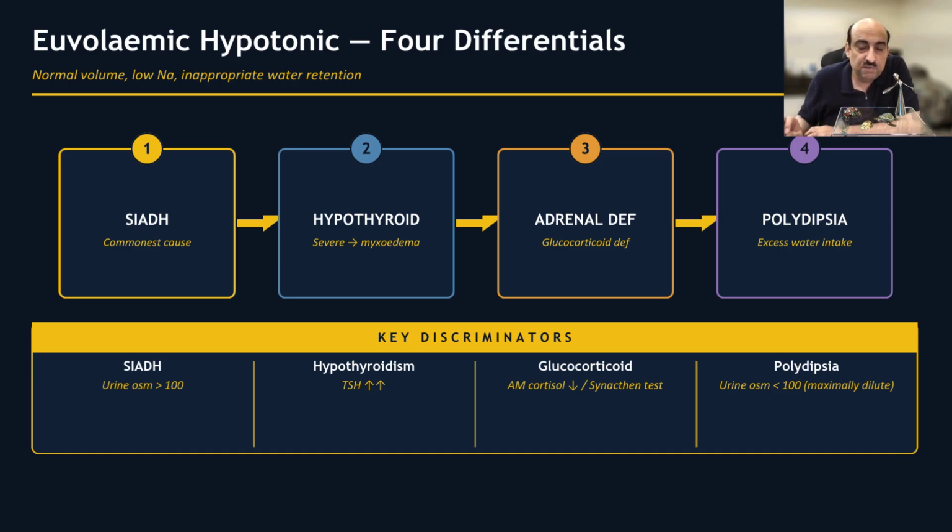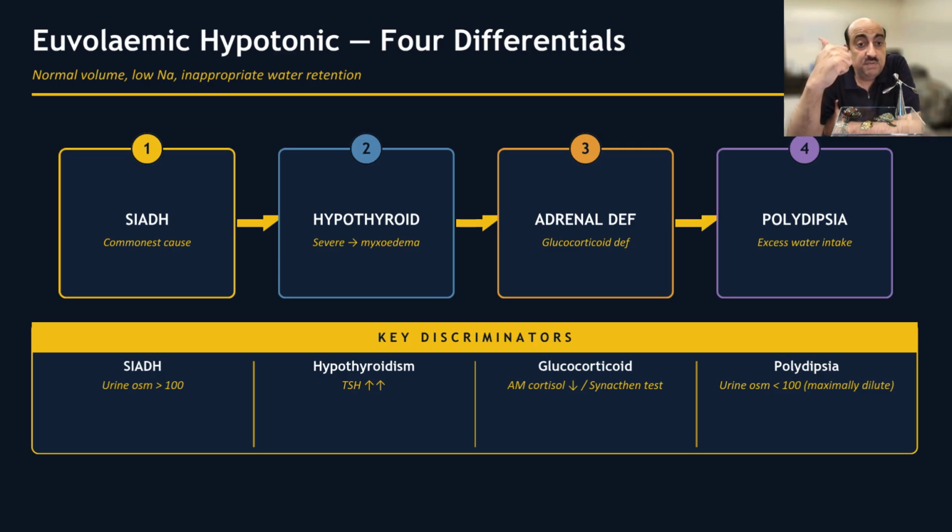Primary polydipsia, one of the very favorite exam questions for MRCP and USMLE. The water intake exceeds the renal excretion. It's usually due to psychiatric conditions or elderly with cognitive impairment. The key discriminator in such a situation is the urine osmolarity, because the ADH will be appropriately suppressed, and that will lead to maximally dilute urine with a urinary osmolarity of less than 100 milliosmoles per kilogram.